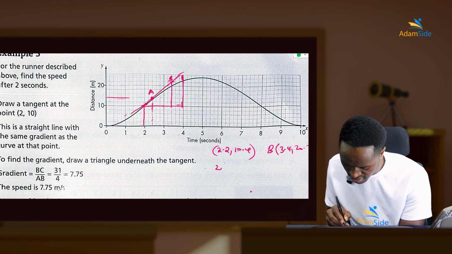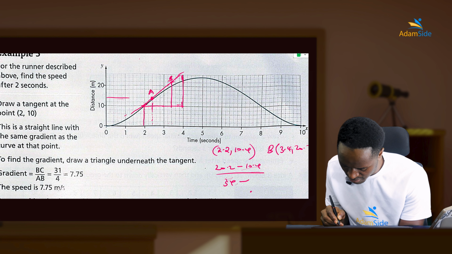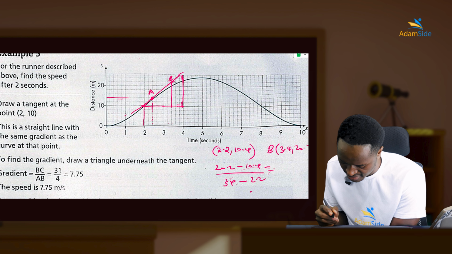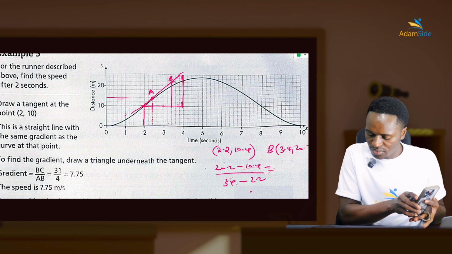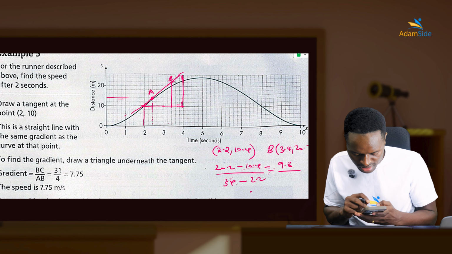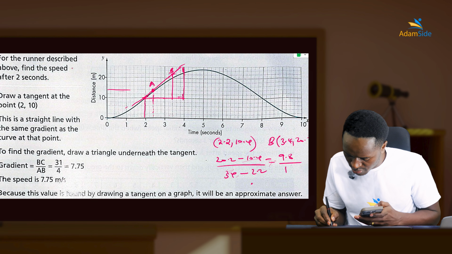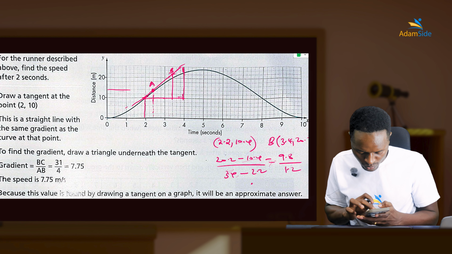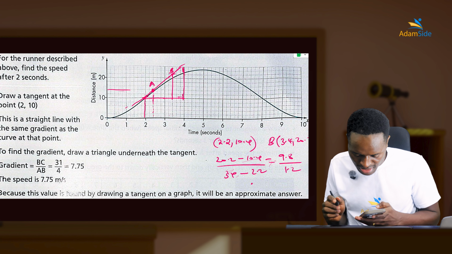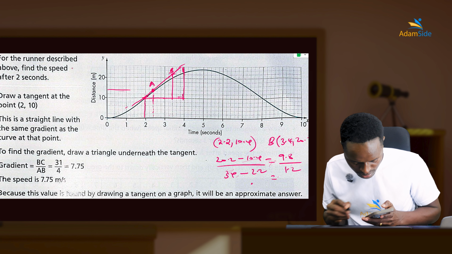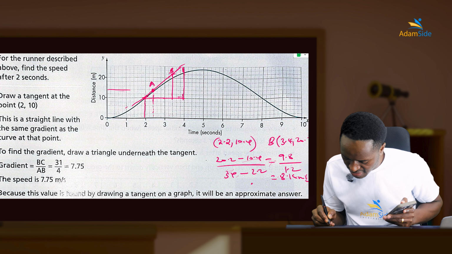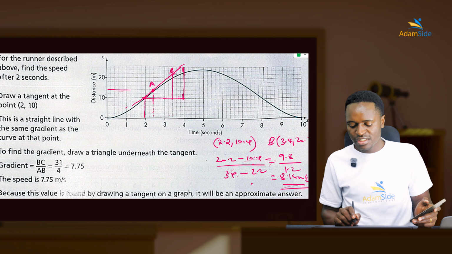You say 20.2 minus 10.4 over 3.4 minus 2.2. Change of y over change of x. When you do this, you get 9.8 divided by 3.4 minus 2.2, which is 1.2. So 9.8 divided by 1.2, you get close to an estimate of 8.6 meters per second. This is not bad, because it's an estimate.